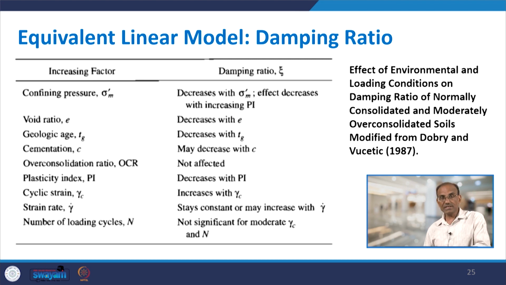For void ratio e, damping decreases with increase in e, while this was opposite for G by G max. For geologic age, it decreases. Cementation may decrease with it. Over consolidation does not affect it, it was the same in G by G max. Damping decreases with PI. So, most of the effects here are opposite to what we have seen for G by G max. So, this was about damping ratio.